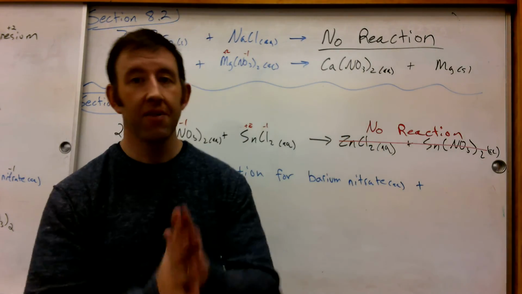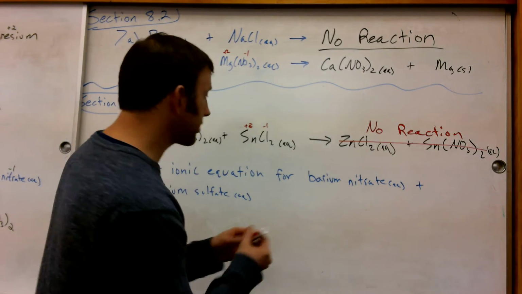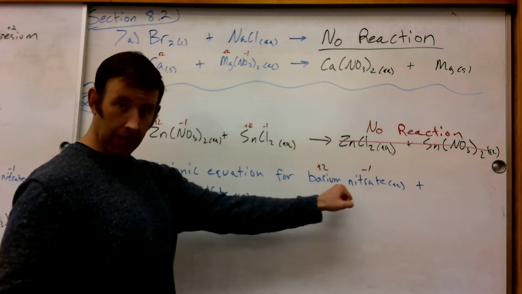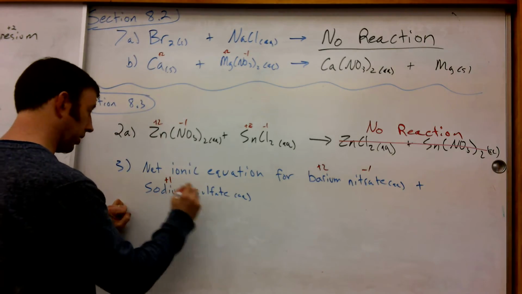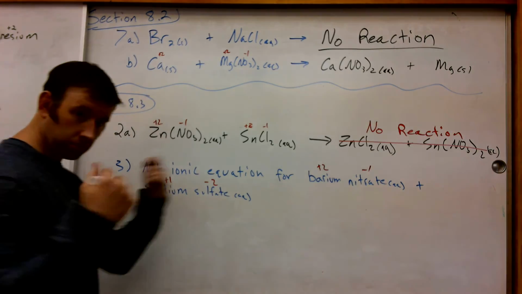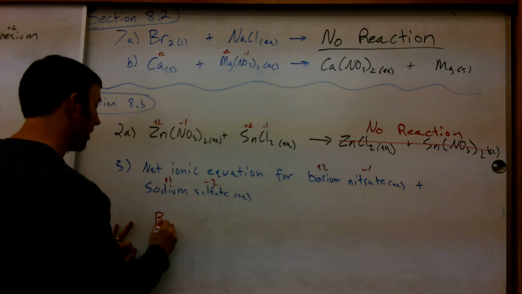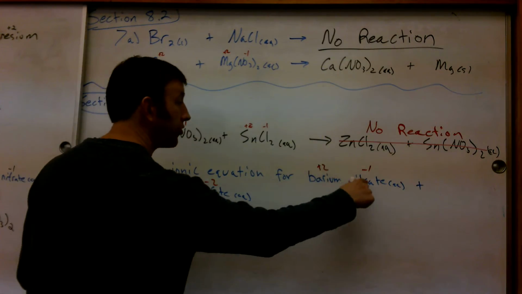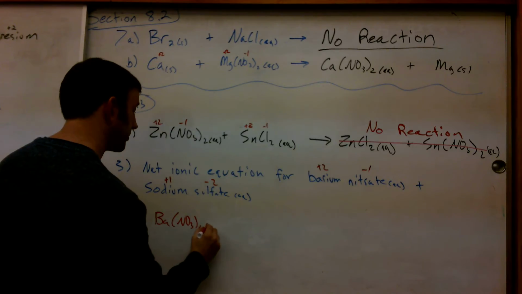So 25 minutes in, man, I'm getting long-winded. Sorry about that. Okay, so barium nitrate, barium plus 2, nitrate minus 1. I get that from the periodic table and the polyatomic ion chart. Sodium sulfate, sodium's plus 1, sulfate minus 2. All right, so we're at barium nitrate. So barium, 1 barium, 2 nitrates, and that's aqueous.